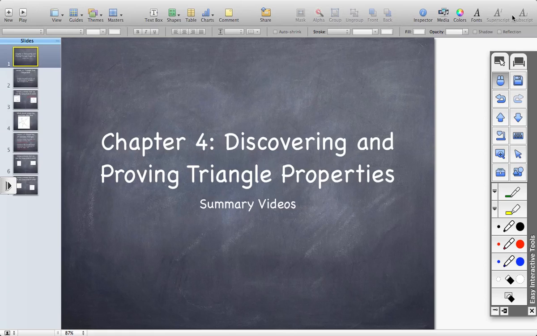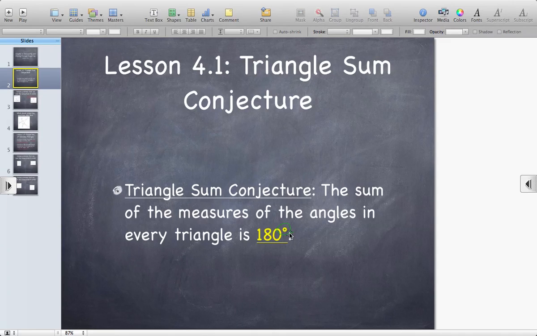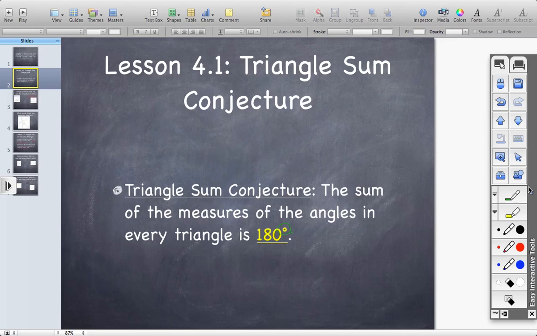All right, so lesson 4.1 is what we started off with today, and the conjecture that we discovered was the triangle sum conjecture. And what that is, is that the sum of the measures of the angles in every triangle, no matter what size, what kind, what shape, anything, the angles are always going to be 180 degrees. Make sure that when you're talking about angle measures, you mention the degree symbol. On the papers for some of you, that was forgotten, so we want to make sure we do include that.